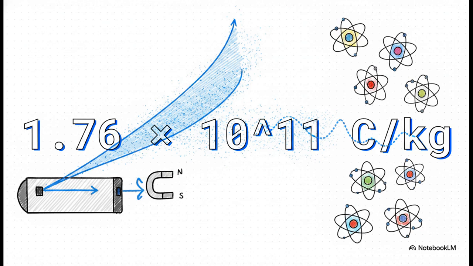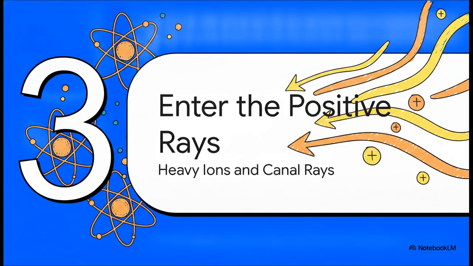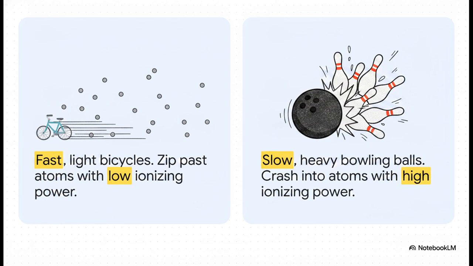But wait, if atoms are naturally neutral and we just knocked a bunch of negative electrons out of them, what happens to the leftovers? That brings us to Section 3. Enter the positive rays. So, when those super fast cathode rays smash into neutral gas atoms, they literally knock electrons completely out of orbit. The gas atom is now missing negative charge, making it a heavy positive ion.